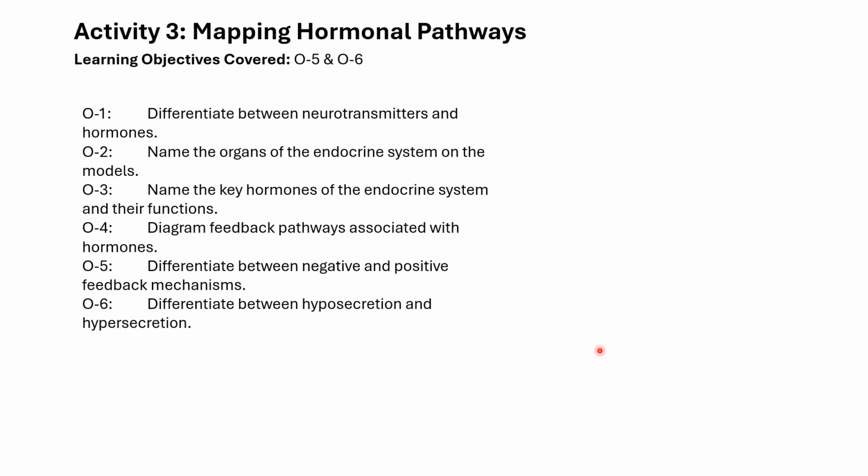Now we have come to our activity number 3. In this, we are going to learn about objective number 5 and objective number 6. Objective number 5 is that you have to differentiate between negative and positive feedback mechanisms, and objective number 6 is that you have to differentiate between hyposecretion and hypersecretion. Because if any endocrine gland secretes too much of the hormone, we call that hypersecretion, and it is going to have exaggerated effects, and if it is too much, then it will be a disease.